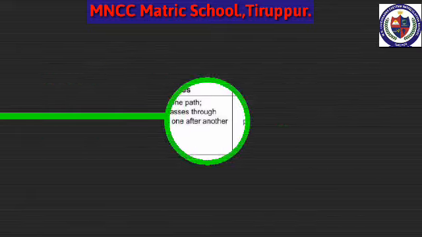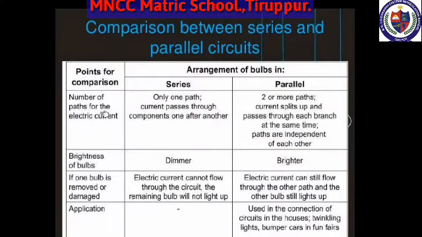Next we move to comparison between series and parallel circuit. Points for comparison: arrangement of bulbs in series and parallel circuit. Number 1, number of paths of the electric circuit. In series circuit, only one path, current passes through components one after another. In parallel circuit, 2 or more paths, current splits up and passes through each branch at the same time. Paths are independent of each other. Number 2, brightness of the bulb. In series circuit, dimmer. In parallel circuit, brighter.